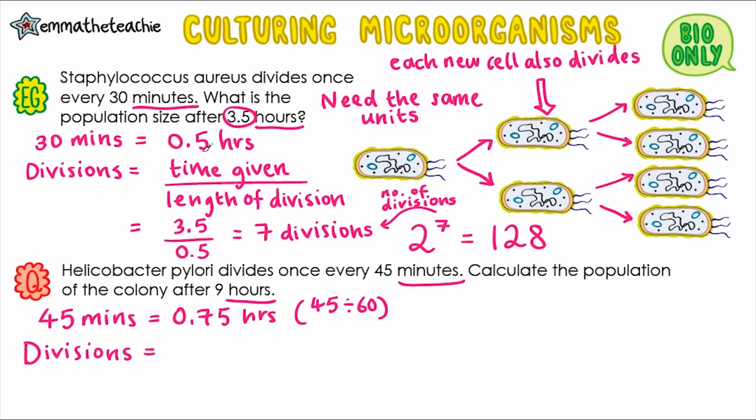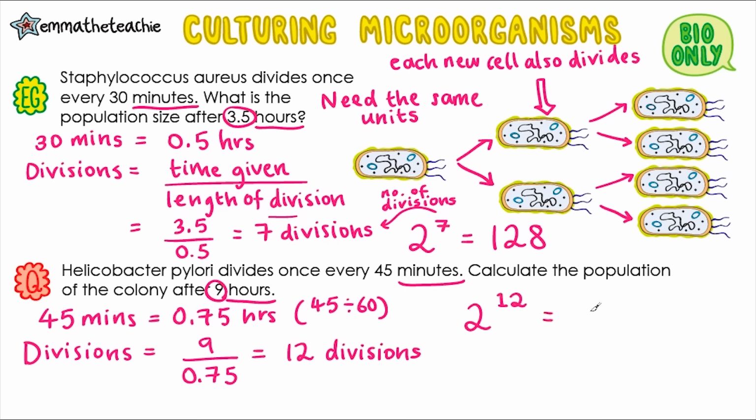Then we're going to work out the number of divisions. We're going to divide the time given, which here is 9 hours, by the length of the division, which we just worked out was 0.75 hours. And when we pop that into our calculator, it gives us 12 divisions. So we take our magic 2 and put it to the power of 12. From our calculator, we get 4,096.